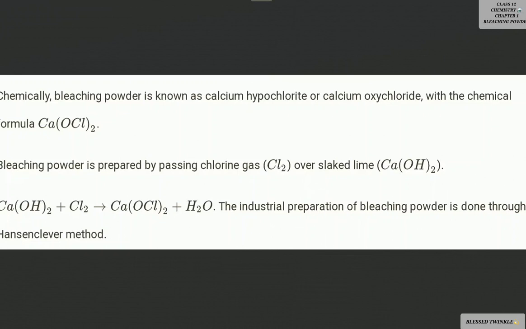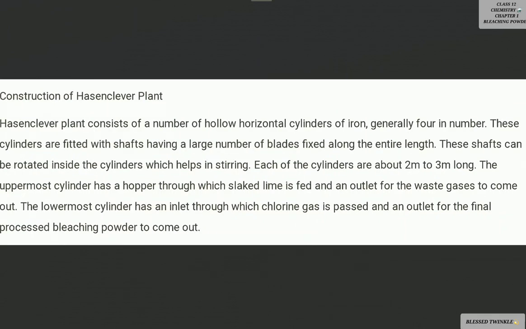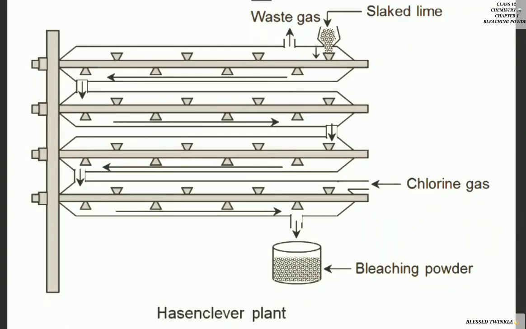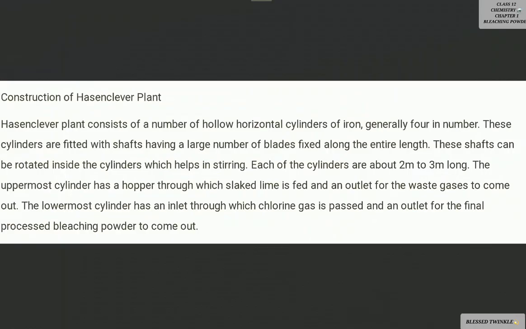Now we are going to discuss the Hasenclever method. First of all, we have the construction of this plant. The Hasenclever plant consists of a number of hollow cylinders of iron. Here you can see we have a number of cylinders which are made up of iron, generally 4 in number. These cylinders are fitted with shafts having a large number of plates fixed along the entire length. These shafts can be rotated inside the cylinders, which helps in stirring. Each of the cylinders is about 2 to 3 meters long.